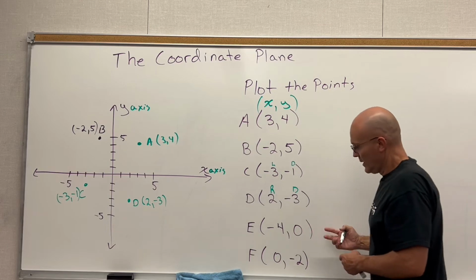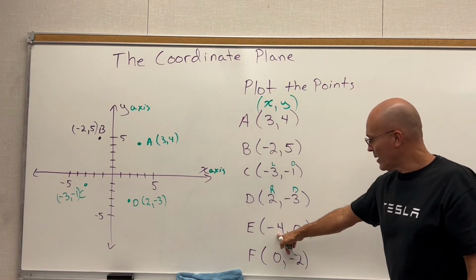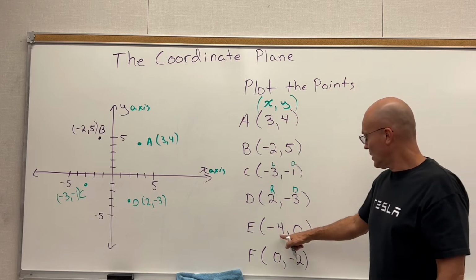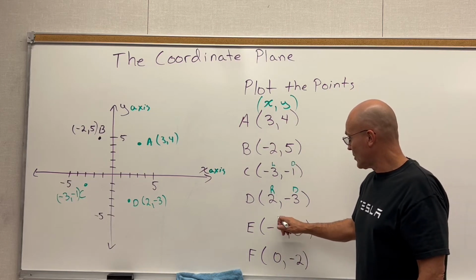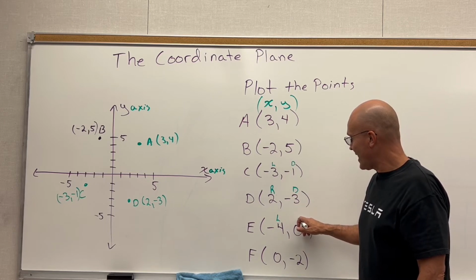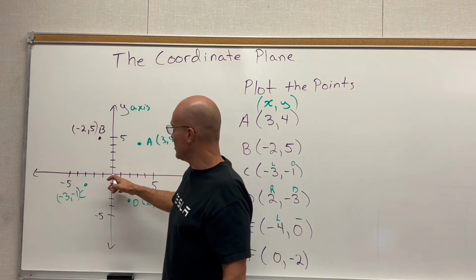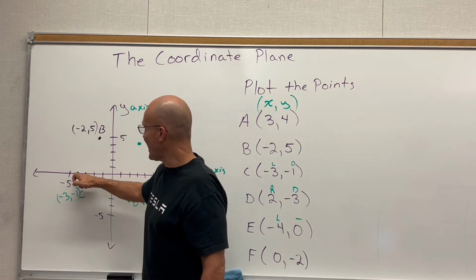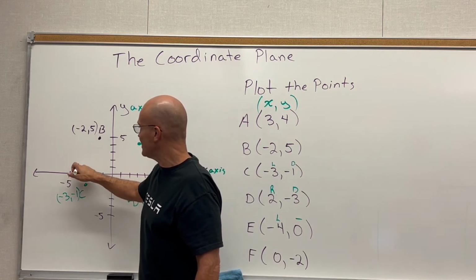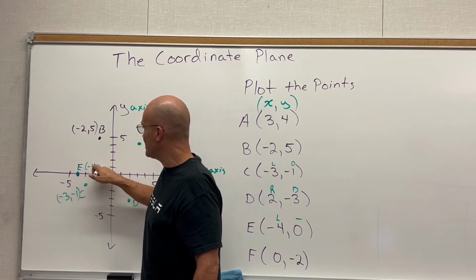Now, E and F, we have a number and then we have 0. So this number, which is x, means go to the left 4 times, but this 0 means you're going to stay. You're not going to move. So negative 4, 0 would be just go to the left 4, and it actually lands on the x-axis. That's where E is located at. It's located at negative 4, 0.